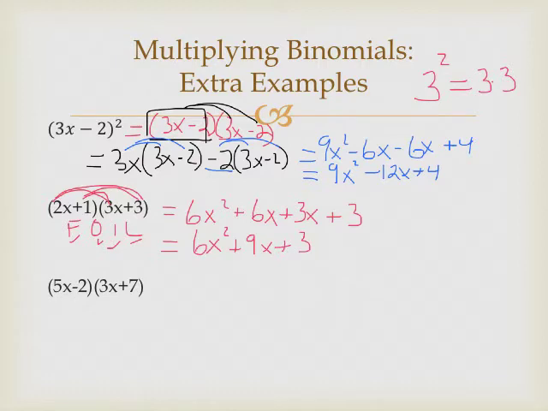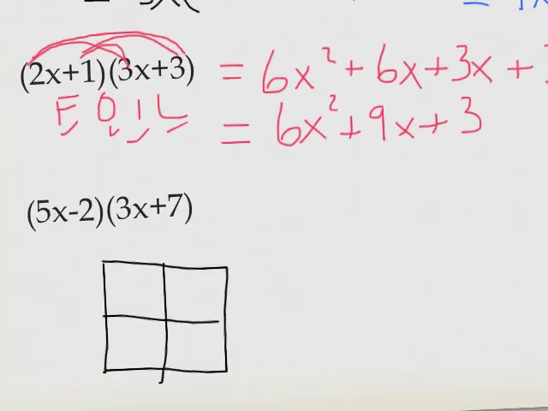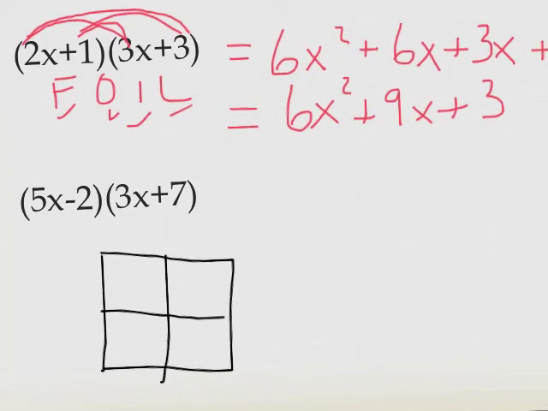Last one, let's go back to the box method that I really like. And these are a little bit bigger numbers. Maybe we should just kind of get in here a little bit. So one of my binomials is 5x minus 2. So we'll set that up there. Our other binomial is 3x plus 7. So I'll have 3x plus 7. And now we're just going to fill in this box.